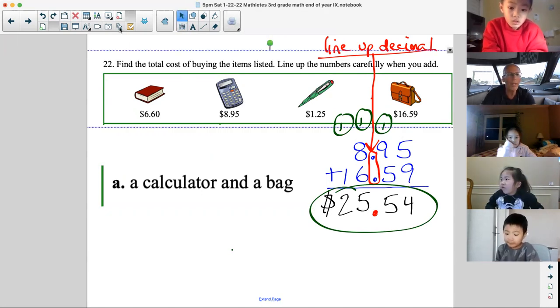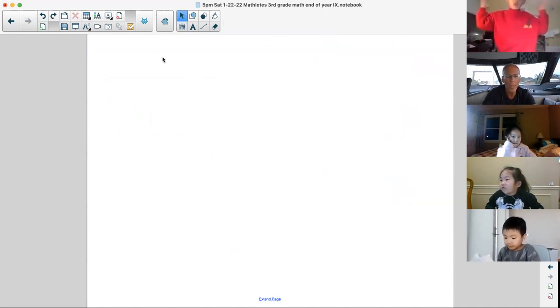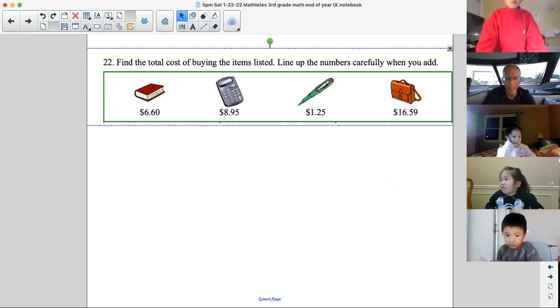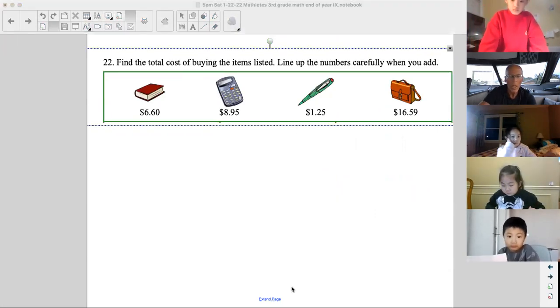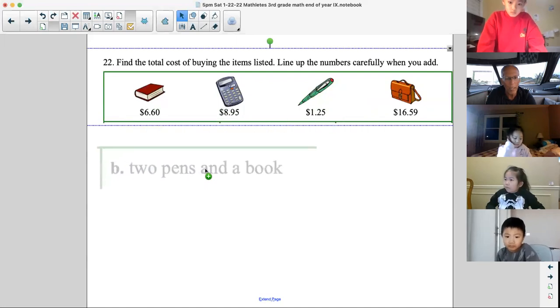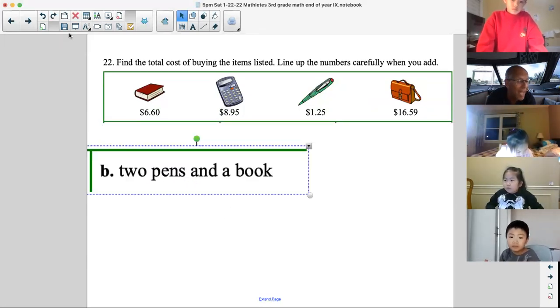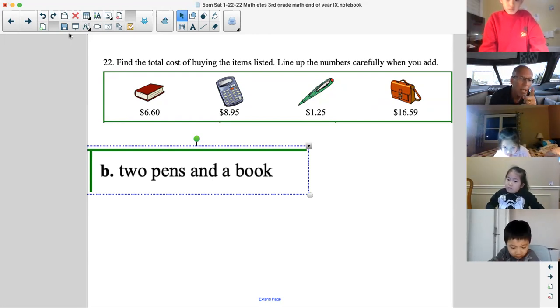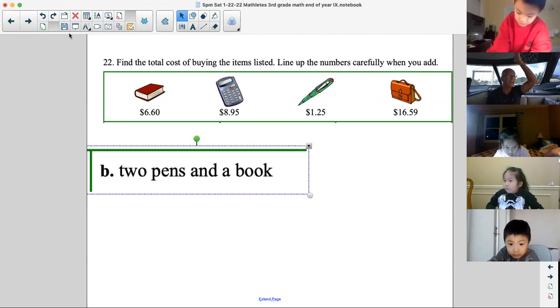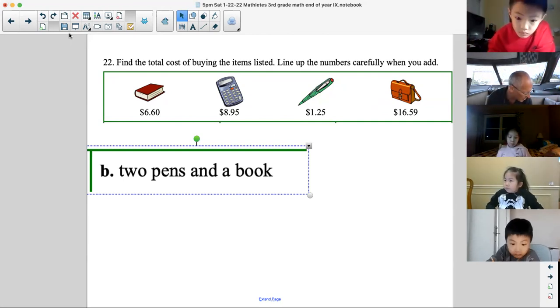Now, the next one is going to be a little bit different. We're going to buy 2 pens and a book. And now I'm not going to write down anything because I want you guys to learn how to write it out and line up the decimals.